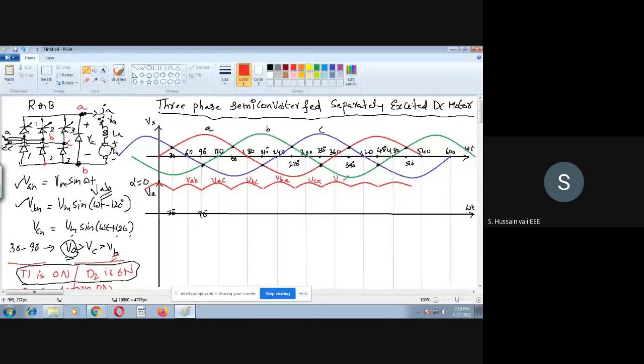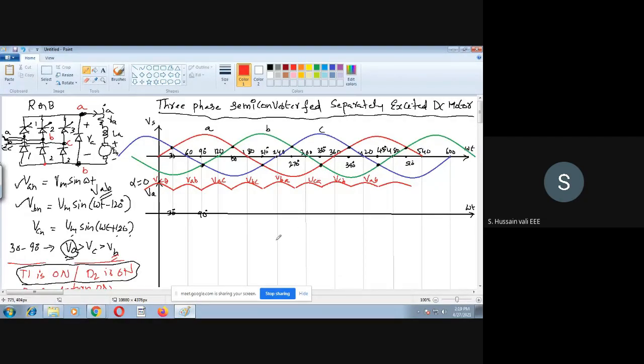This is VCB, and this is once again VAB, and so the cycle repeats. You see now, this is VCB. Likewise you will write. Remember, this is for alpha equal to 0 degrees. This is how you got it for alpha equal to 0 degrees.